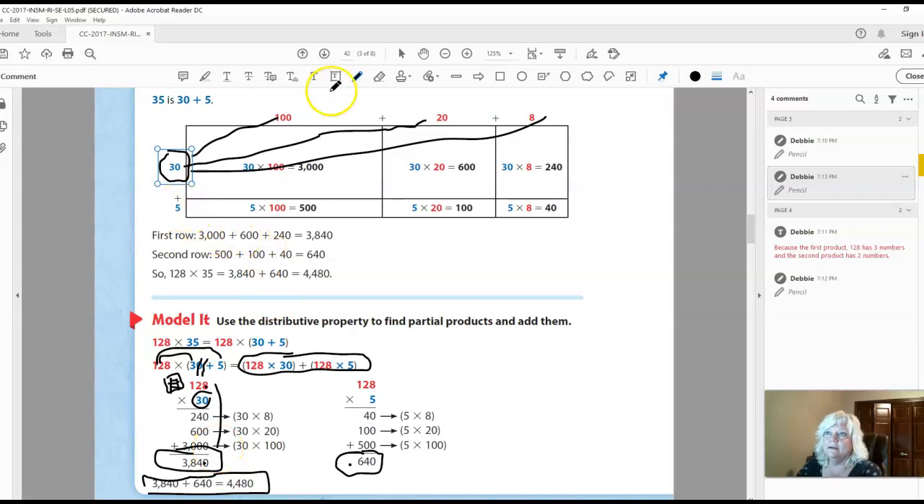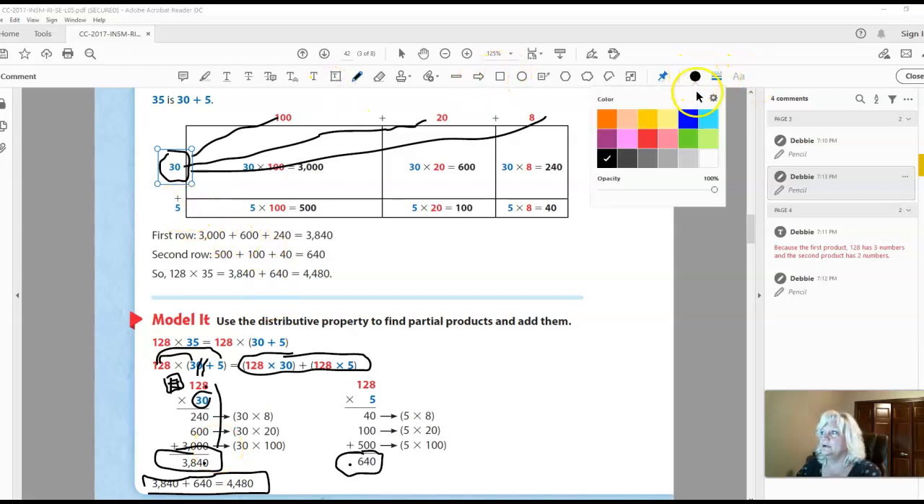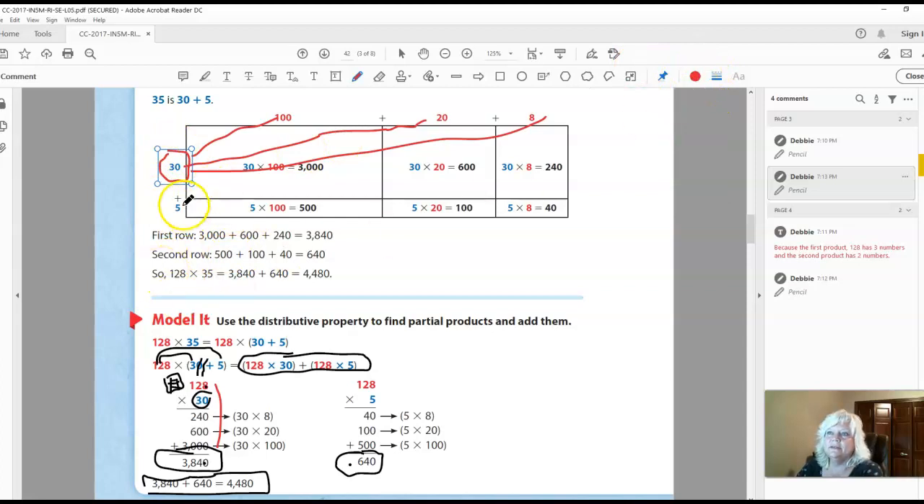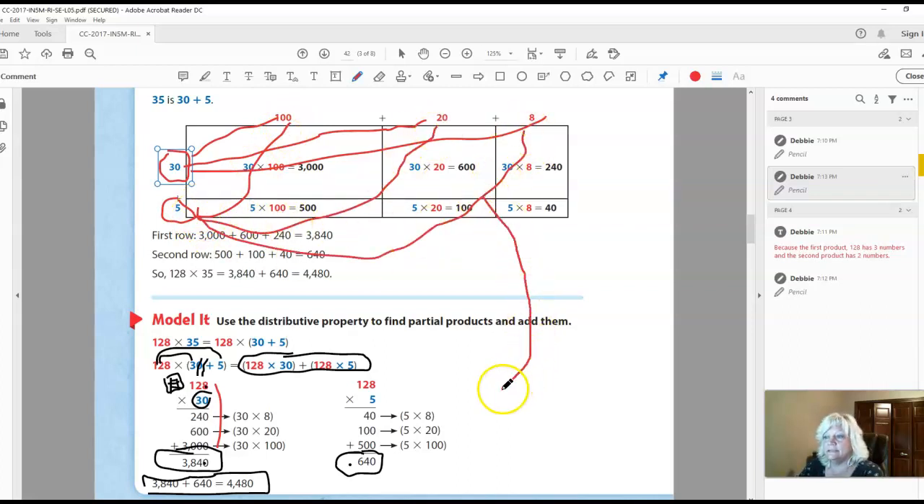Then the second one, we had the 5, and we multiplied it by the 100, then by the 20, and then by the 8, and that's the same thing that we did down here.